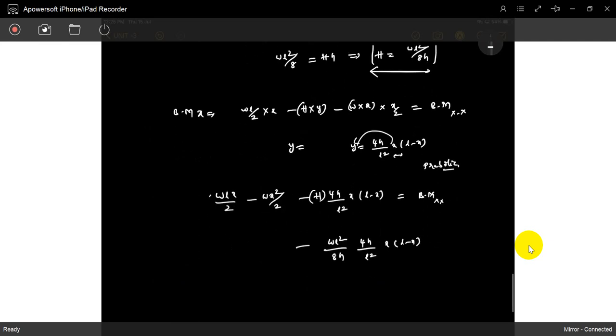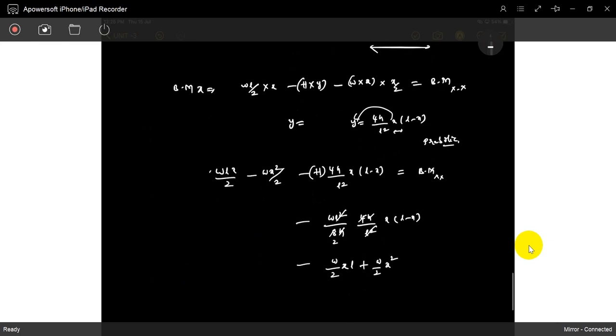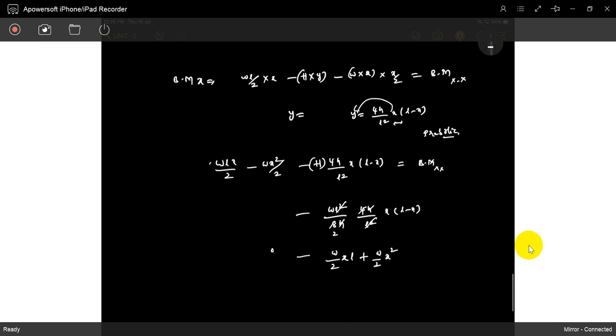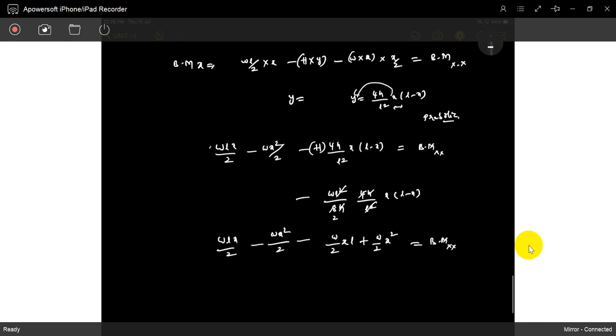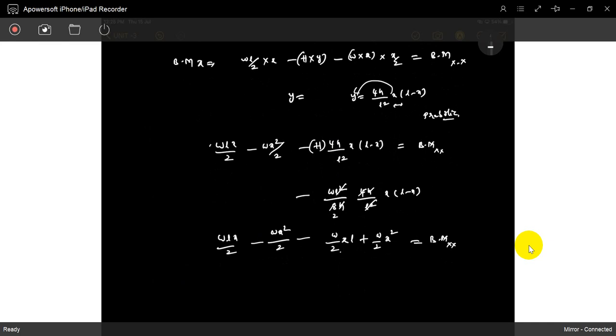Okay? So L square cancels, h is cancelled, 4 2 0. W by 2 x L, W by 2 x square. That's it, na? That's it. So what is this? W x square by 2 minus W L x by 2 is equal to the bending moment at xx. See, what is that value? This value is exactly equal to this value. What is that value? 0.